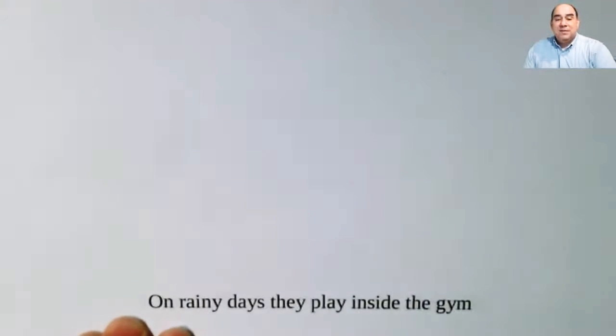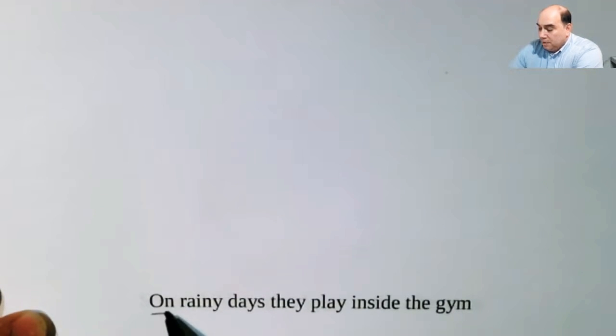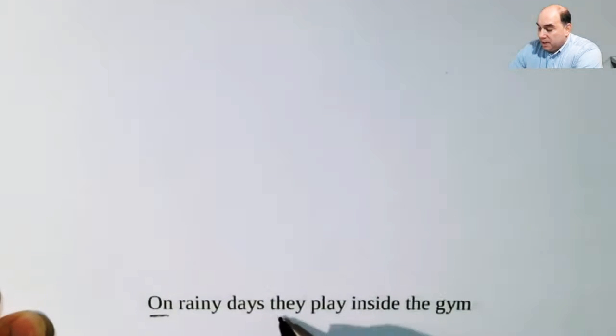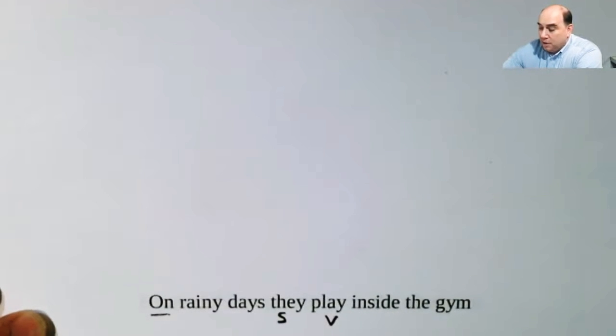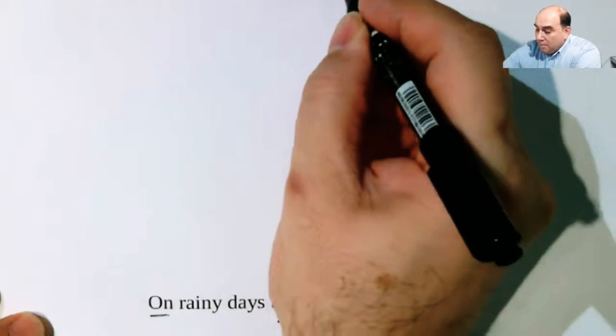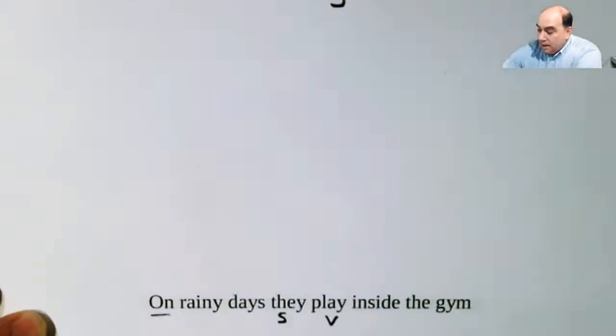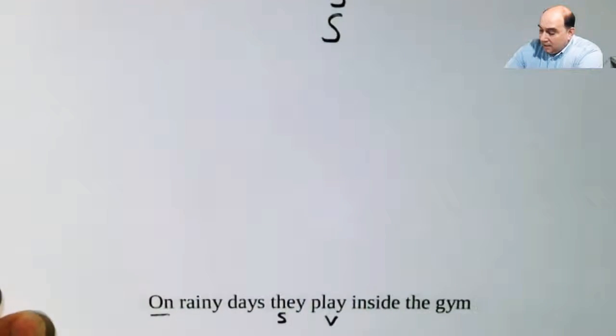On rainy days, they play inside the gym. We're doing it again here. On rainy days. On, well, that's a preposition, right? Well, here's your main subject, right? There's your main subject. Here's your main verb. Now I can break down how this is going to look here, okay? So let's begin by putting in our main sentence here. Let's try that again. There we go. Main sentence. And then we're going to come over here.